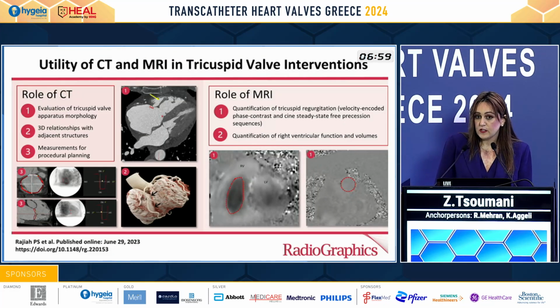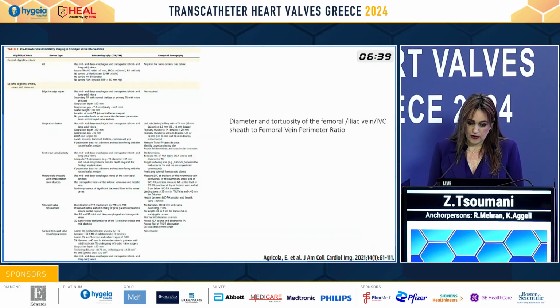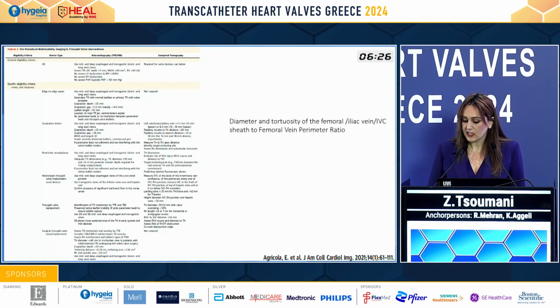In recent years, especially with the evolution of tricuspid valve intervention, cardiac CT has an additional role to play in selecting the appropriate patients for the interventions and by providing us accurate tricuspid valve size. There are different interventions that require different additional parameters to be measured, as well as the diameter and tortuosity of the femoral, iliac, and IVC veins.